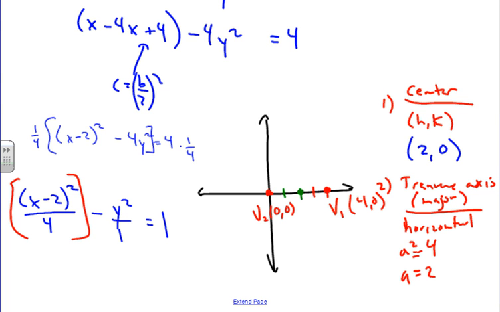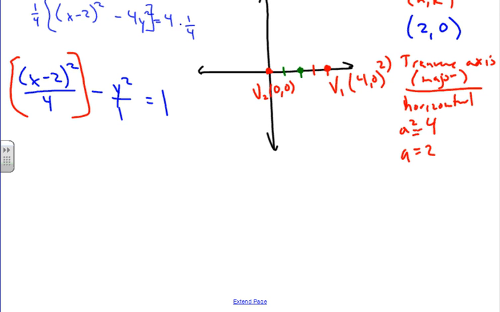Next, what's going to help us out a lot in graphing this is to identify our minor, or conjugate, axis. Our minor axis is going to be b units from the center. Our b value: b squared equals 1, and b equals 1.